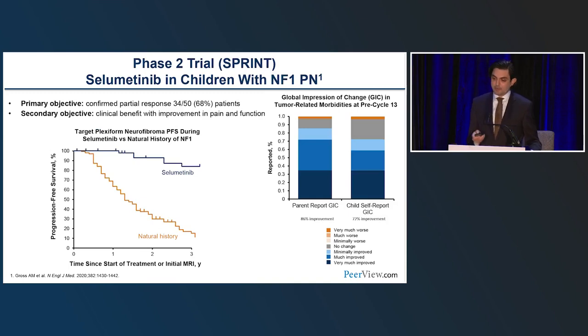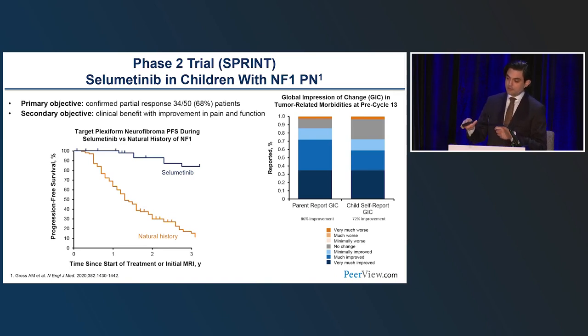As you can see in this Kaplan-Meier curve, the kids on selumetinib did much better than the natural history control group, where their tumors either shrank or became stable. 68% of the kids achieved a partial response, which was defined as shrinkage of 20% or more of the tumors, again, by volumetric analysis. In addition to that, which I think is critically important to mention, is that not only did they see that the tumors decreased in size, but that the patients actually derived clinical benefit from that.